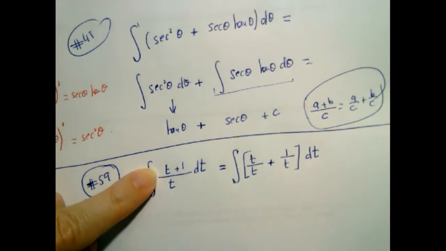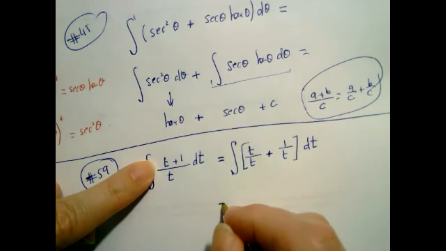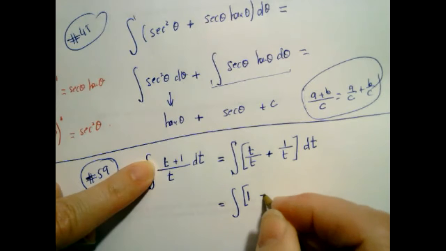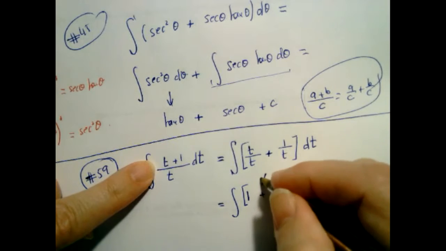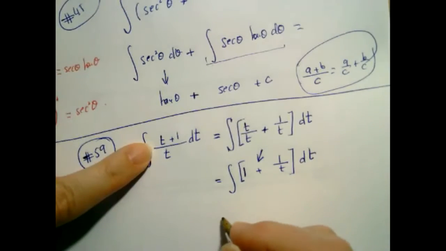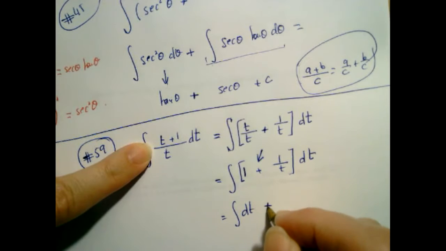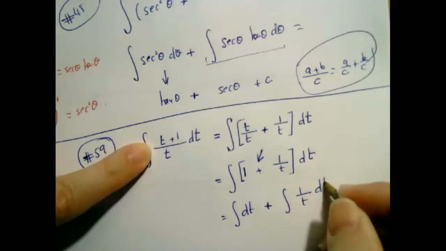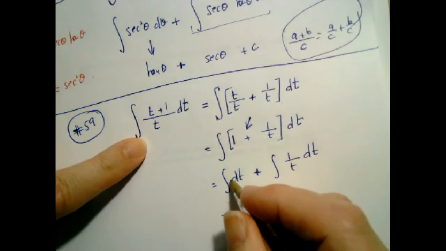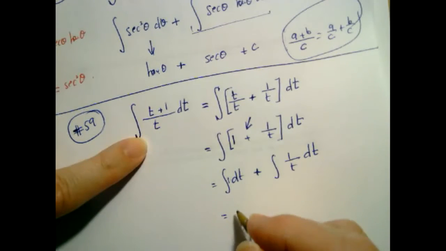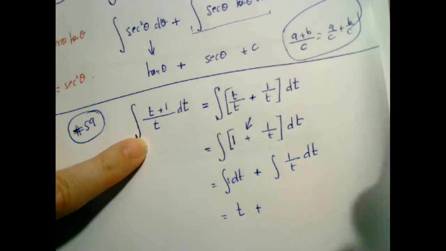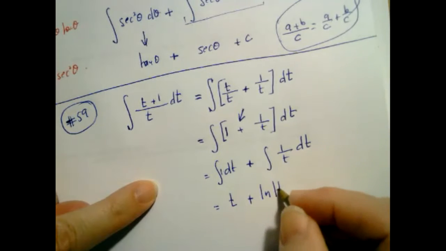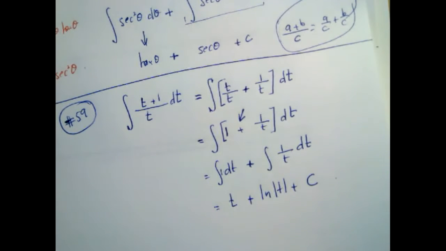We have to manipulate it algebraically to get to something we know. t over t is a 1, plus 1 over t. Now the problem is in a format that we recognize. Now I have a sum, and a sum can be broken. So it's the antiderivative of dt plus the antiderivative of 1 over t dt. The antiderivative of dt, that's a 1, gives t. Then we have to be very careful: when I have 1 over t, that's the natural log, so that's the ln of the absolute value of t, plus c. Okay, so that's how we can do this problem.